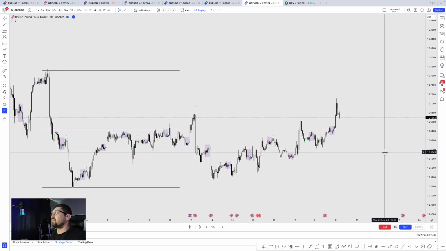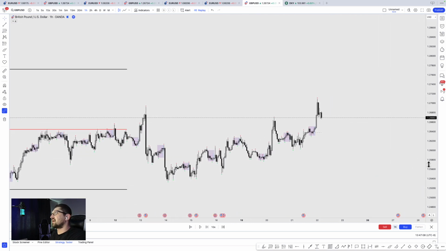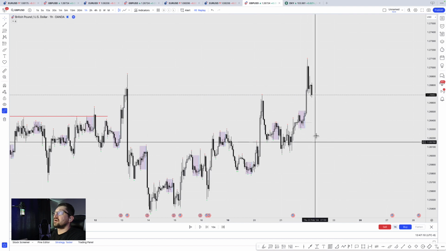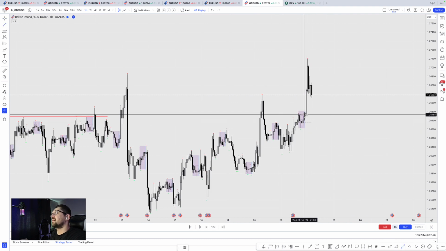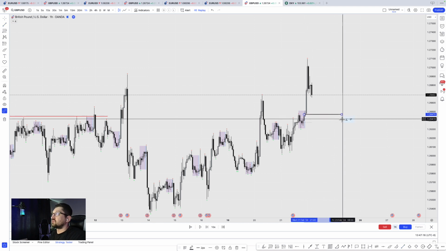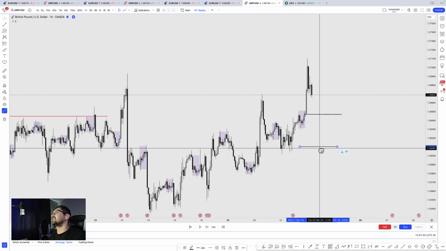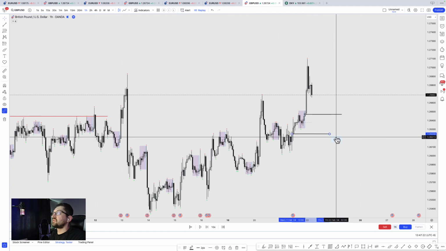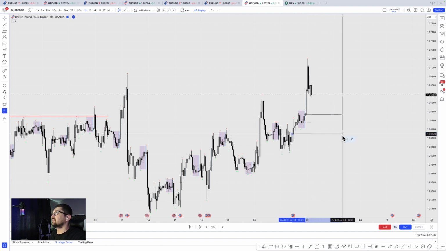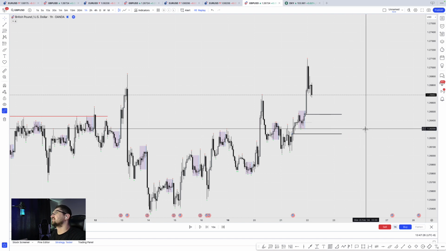So right off the bat, I have two areas of interest and I'm looking for buys. If my first area of interest fails, what I'll do is I'll sell and I'll break even at the next area of interest. So these are my lit lines.